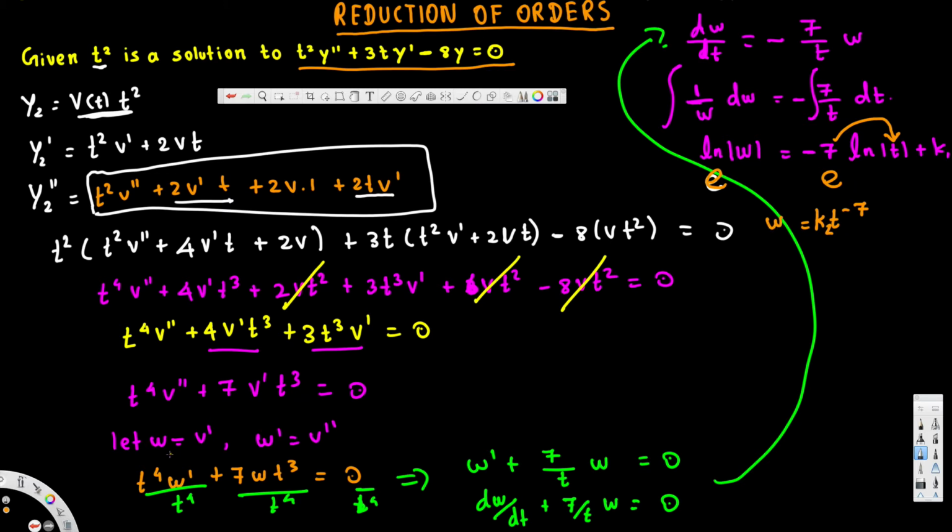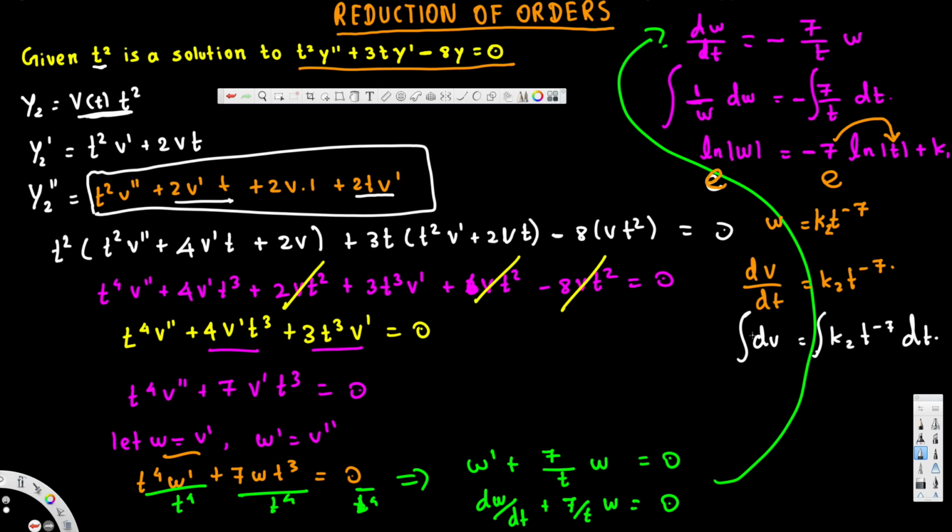Now we know that w is equal to v prime, so we write this in terms of v prime. Instead of v prime, we can also write dv by dt. dv by dt is equal to k2 t to the power minus 7. Now it looks like we can separate again, so we just have to move this dt to the other side. If we move this dt, this is going to be dv equal to k2 t to the power minus 7 dt. Now we can integrate both sides.